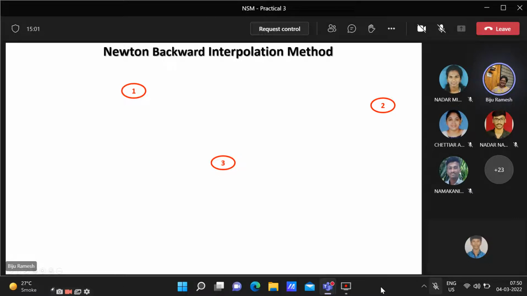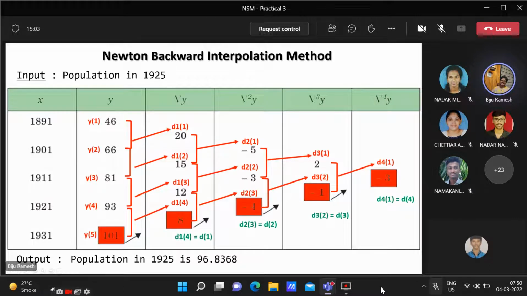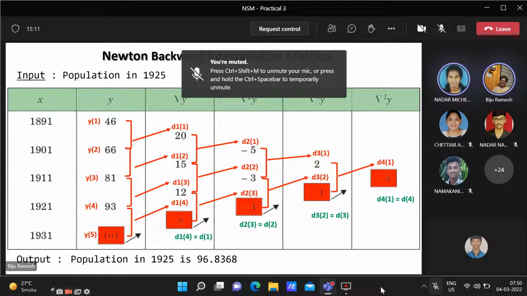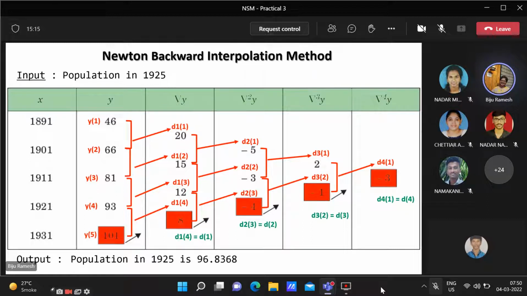Is it clear, students? Are you able to connect yourself? Hello? Yes, ma'am. Okay. Yes, others? Yes, ma'am. We finished with Newton forward. That is why I am going at this speed, because we have already finished this in Newton forward.